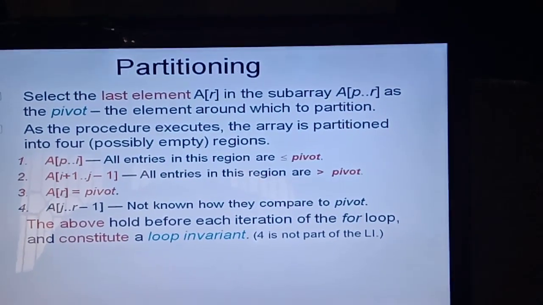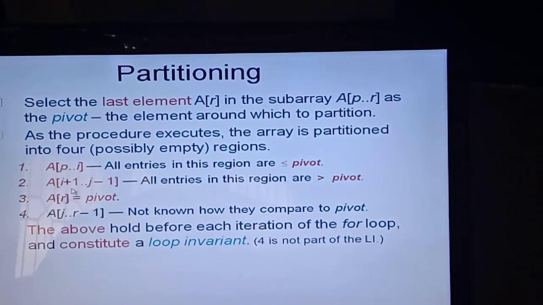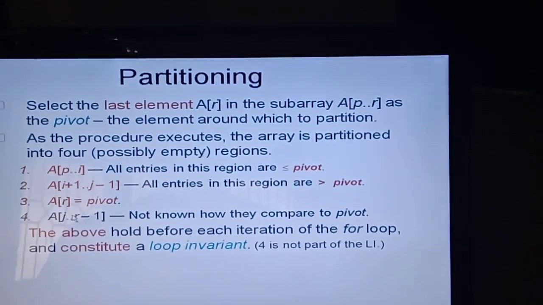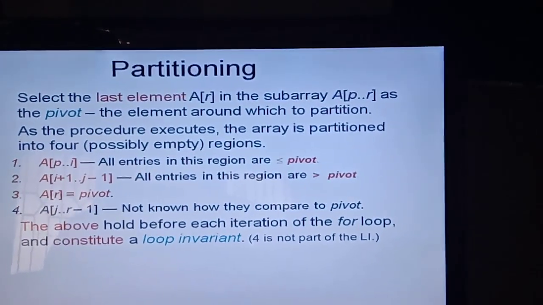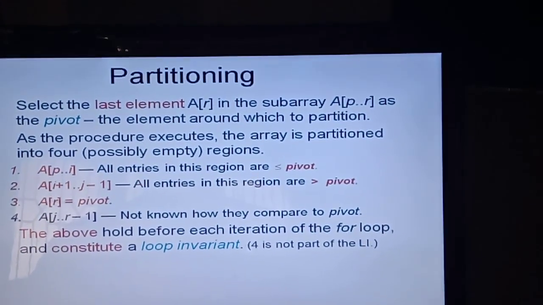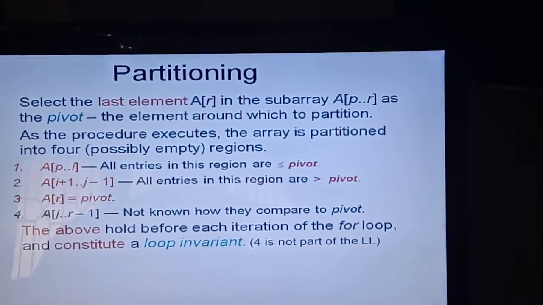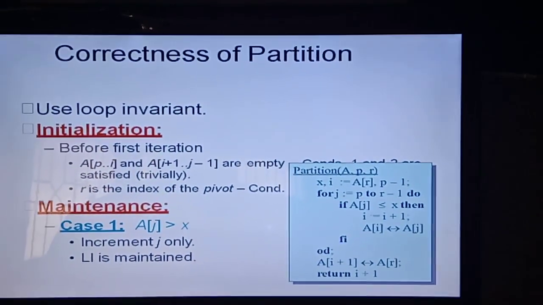So this is the first partition, this is the second partition, this is the pivot element, and this is the loop iteration. The above holds before each iteration of the for loop and constitutes a loop invariant. That is the partitioning procedure.